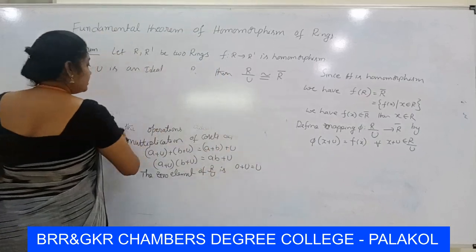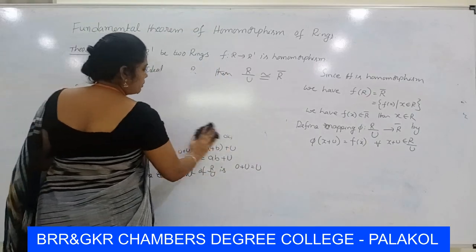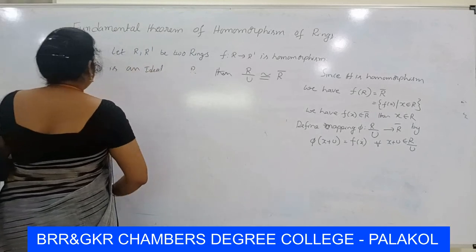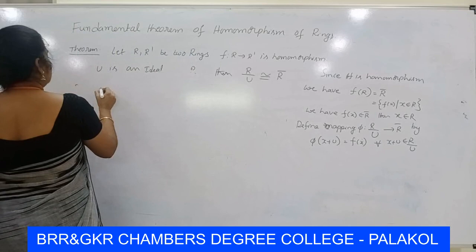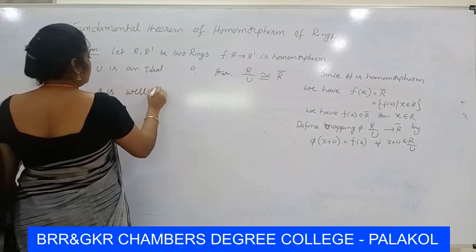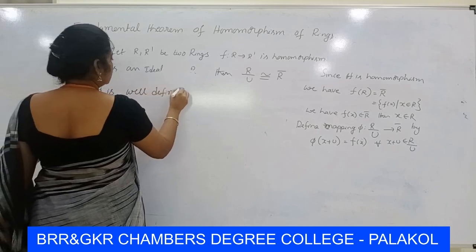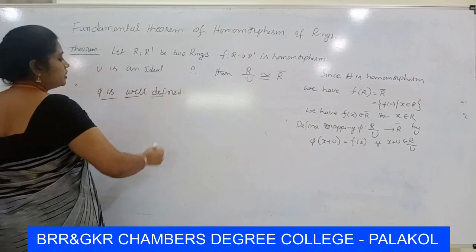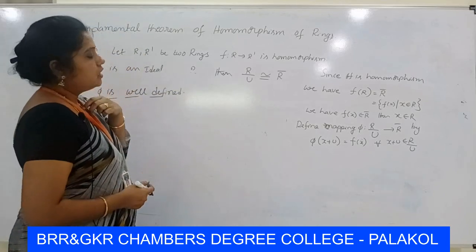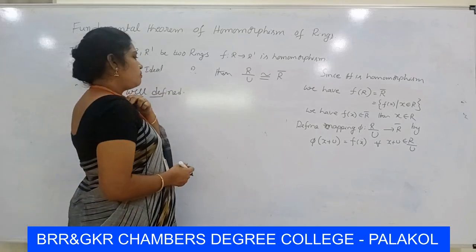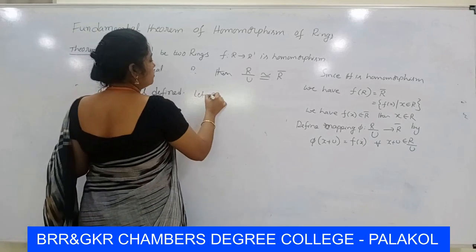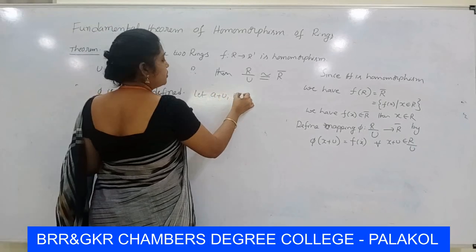First we prove this mapping is well defined. So our mapping is a good mapping. First, to prove phi is well defined, you take any two elements of R by U. If they are equal, then their images are equal, and then it is a well defined function.